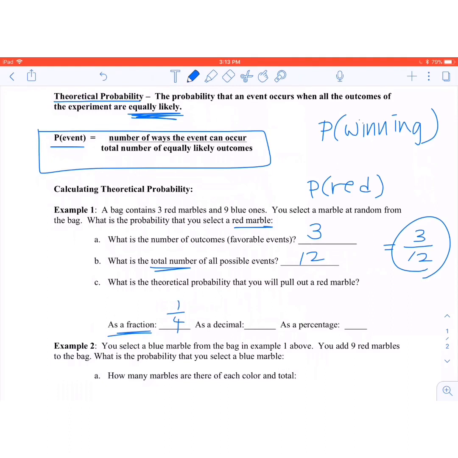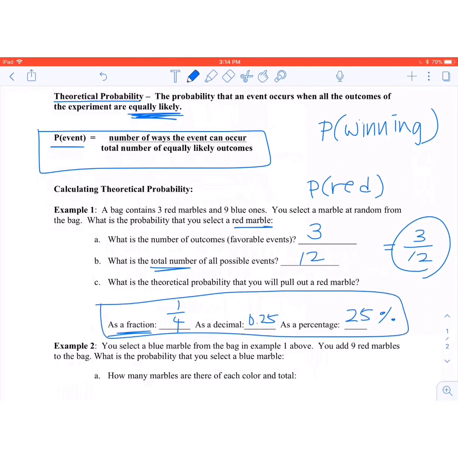So that means the chance of selecting a red marble is a 1 out of 4 chance. And in decimal, you can also say you have a 0.25 chance of selecting a red marble. Or you can also say you have a 25% chance. These are all the same language here, just written differently. So again, to answer the question, what is the probability that you will select a red marble? You can say you have a quarter of a chance, a 0.25 chance, or a 25% chance. All the same thing.